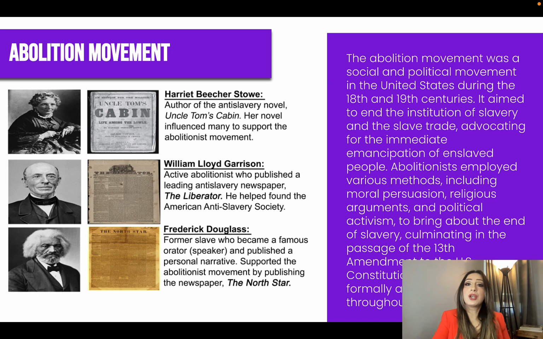And he was also the author of a newspaper titled The North Star. And the reason why he titled it The North Star was because when slaves would run away, one of the things that they would use to help them get to the North or even Canada was keeping the North Star, the brightest star in the sky, in front of them to lead them to freedom. That's why Frederick Douglass named his newspaper The North Star.